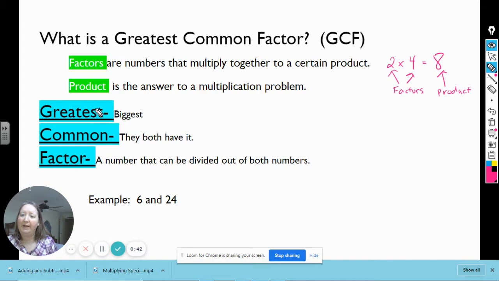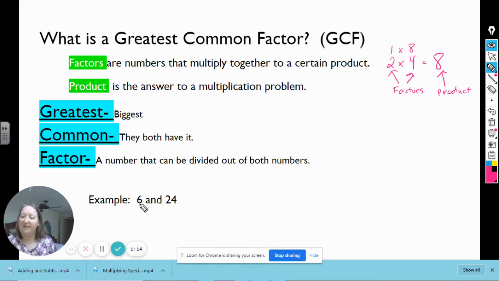All right, now greatest, so it's the biggest, the largest number. Common, they both have to have it. So for 8, 4 and 2, and also 1 and 8, those are all factors of 8, right? But when we're talking about a common factor, we're talking about the factors of two numbers. So the ones that they both have to have, it's the biggest one of them. And a factor is the number that can be basically divided out of both numbers.